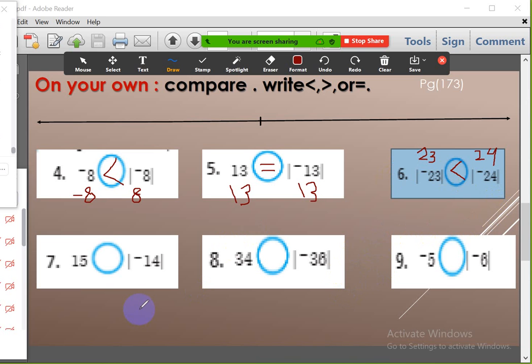Now number 7. 15 and the absolute value for negative 14. The absolute value for negative 14 is 14. Now what about 15? Which one is the greater and which one is the smaller? Thank you, girls, very good. So 15 is greater than 14. Very good, girls, thank you all. The sign will go to 15.